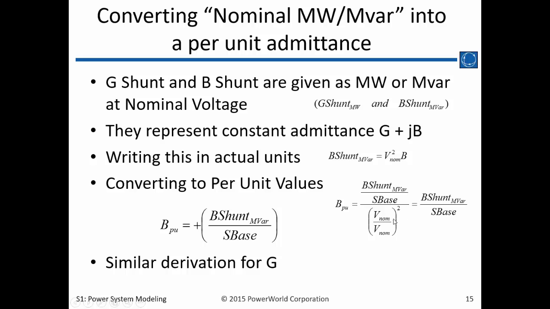And typically, the value of the voltage is the same as the nominal value. So we're talking about the B shunt megavar is V squared nominal times B. If we convert this to per unit, V nominal over V nominal is just 1. So the voltage actually falls out of the calculation, and you end up with the per unit value being simply the megavar value divided by the S base. So it's a very simple conversion to get the per unit value of a shunt from the nominal value of the shunt. And it's a similar derivation for the G term as well.